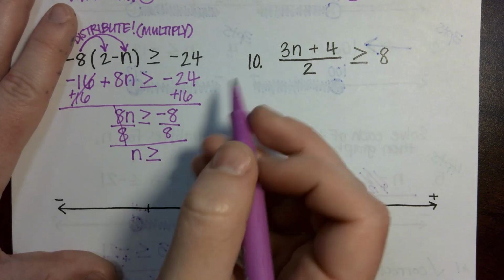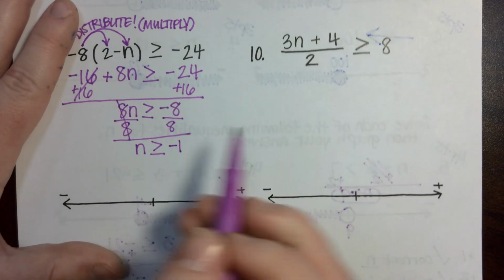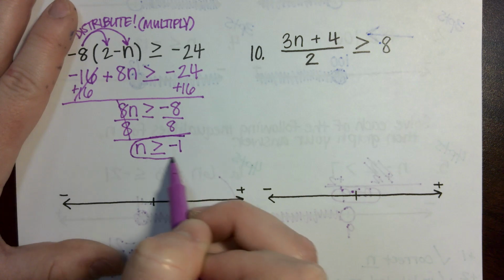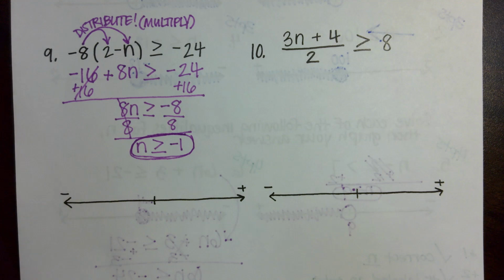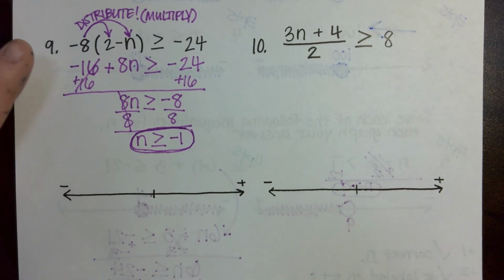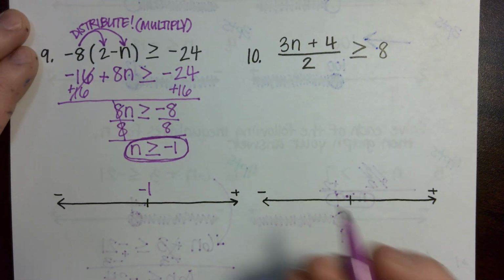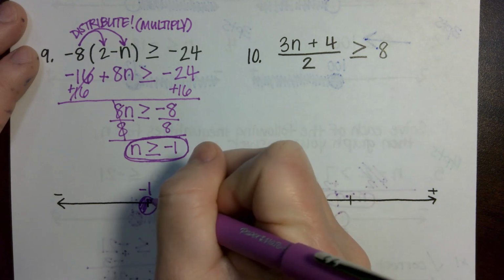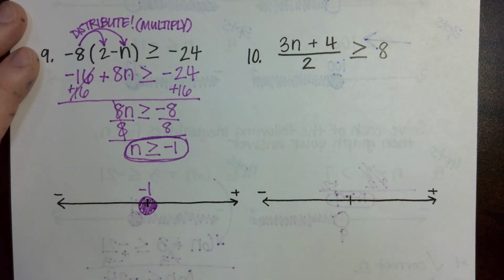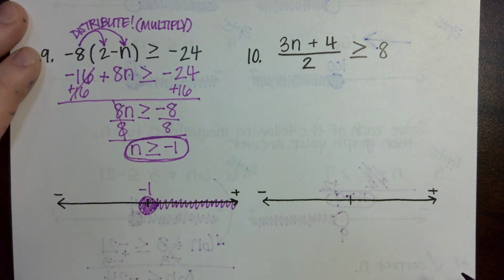Perfect. Greater than or equal to, what's negative 8 divided by 8? Negative 1. N is greater than or equal to negative 1. And we circle that answer. So how do we graph this? Perfect. Label negative 1 on the tick mark. Circle it. Do we shade it or leave it open? Shade it. Good. And what direction do we color? To the right. Beautiful. That's it. Any questions on number 9?